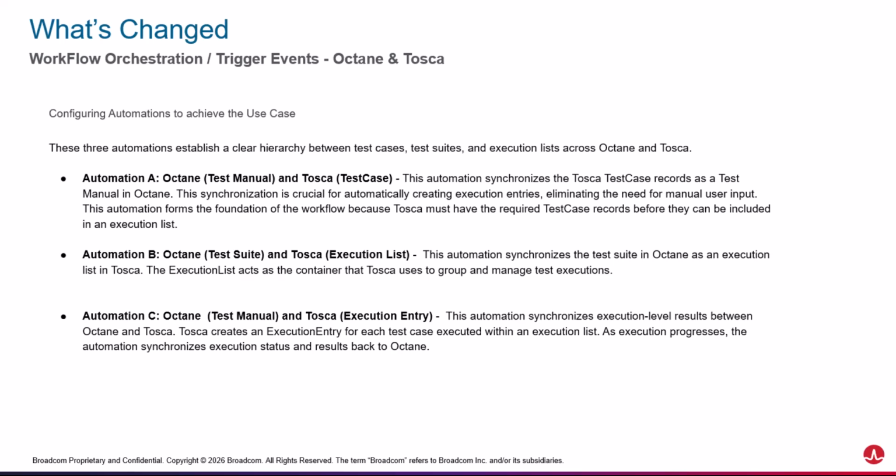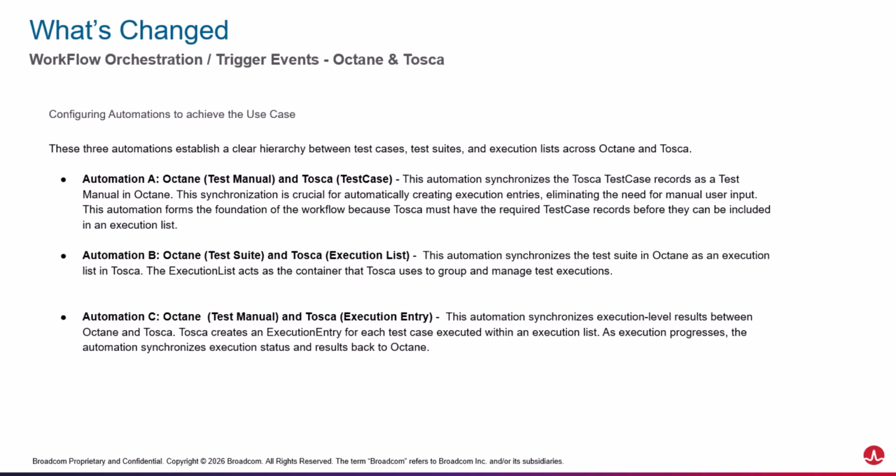For this to work, the ask is to create three different types of automations. The first automation starts with Tosca, basically it gets initiated from Tosca. Say you have a test case created in Tosca along with the test steps. We'll have an automation that synchronizes it with the test manual in Octane. And in Octane, we create a test suite for all these test manuals, and this test suite, along with the test case, gets created as an execution list.